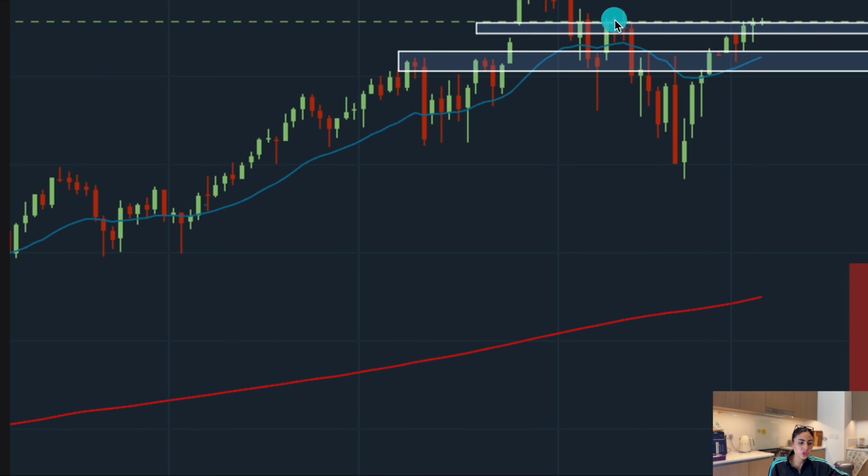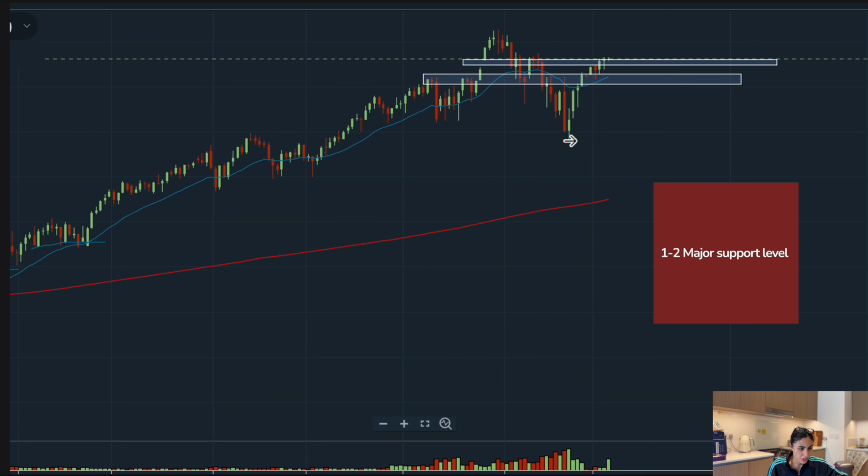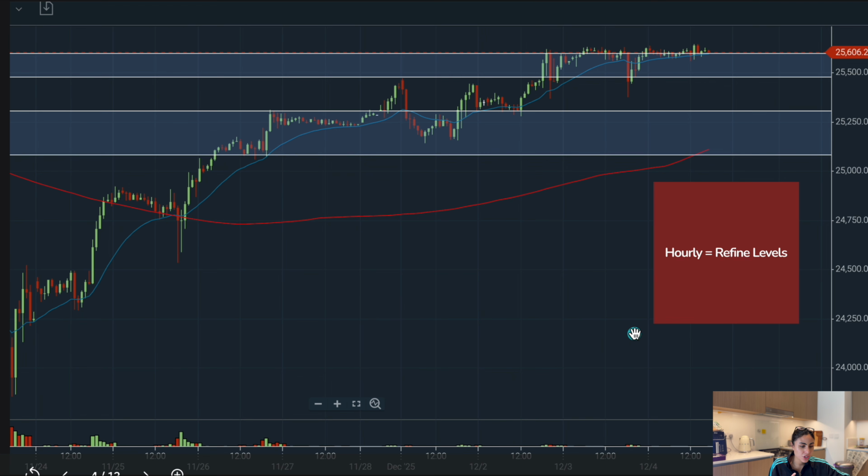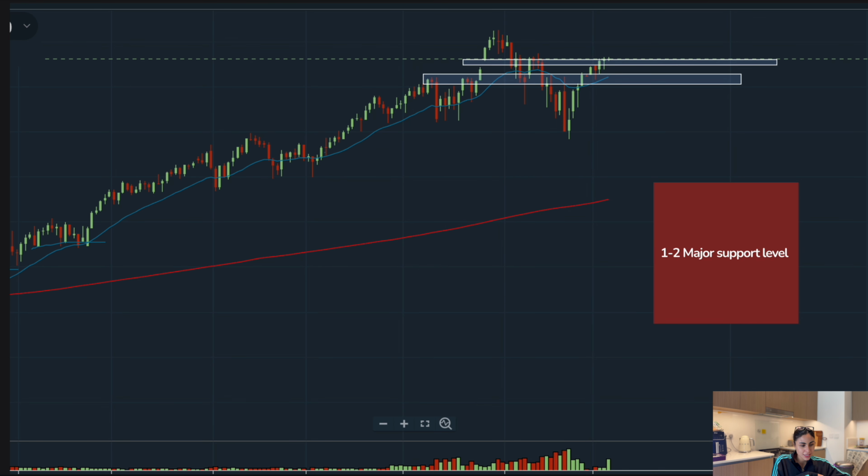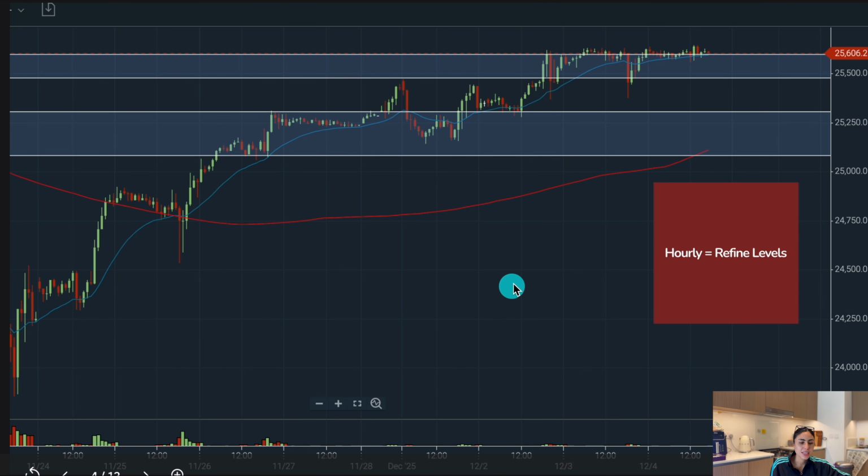Now, once we've drawn our 1 to 2 major support levels, we then go on to the hourly time frame. Did you see how on the hourly time frame it changed? On the daily it looks like this, and on the hourly it looks like this, as it is more refined and shows the present price. On the hourly time frame, this is where we refine our support levels, and it gives us levels that are tradable. I'm not going to add random new zones unless I see a strong zone. Usually I just keep it as is and sharpen the support level.